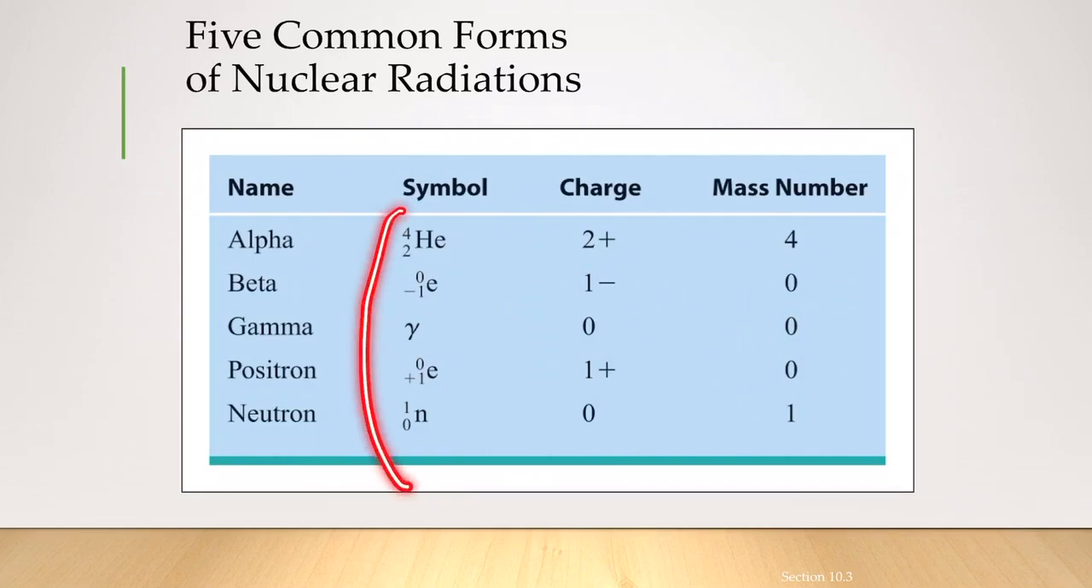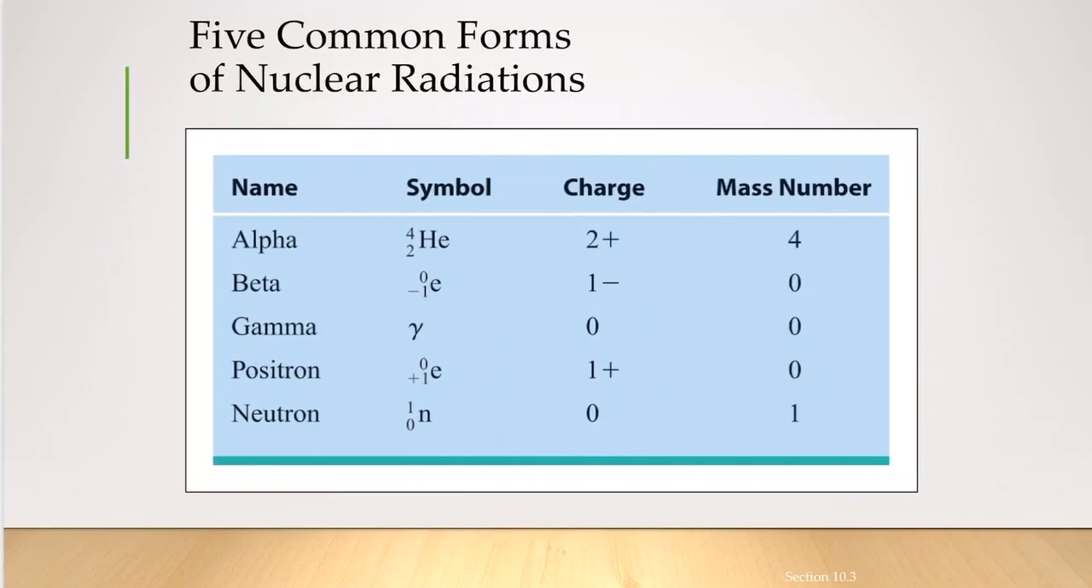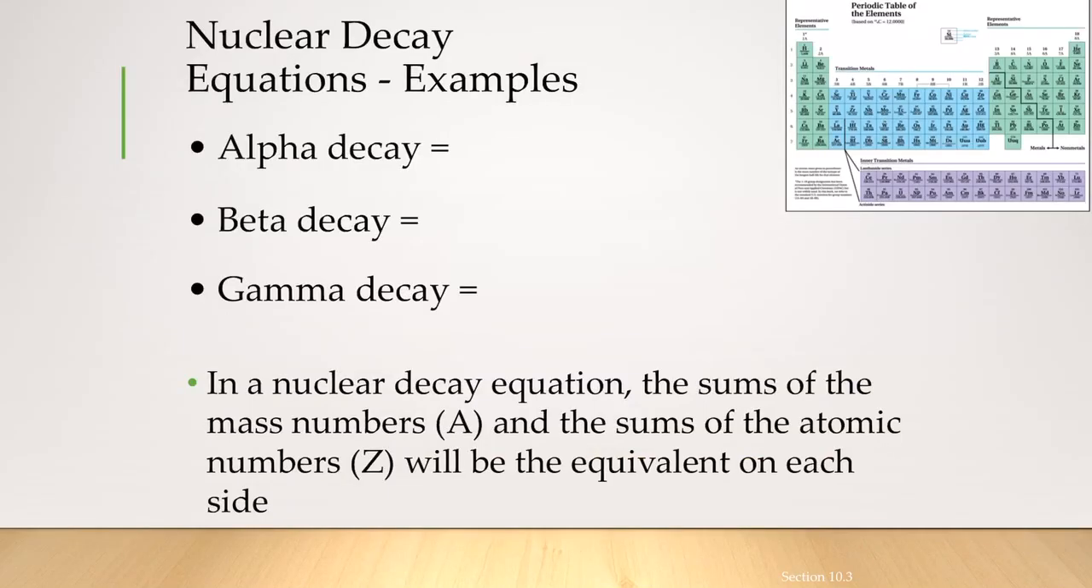Okay, so I want you guys to definitely look into the symbols and kind of memorize it, because we need that for writing down the nuclear decay equations. Okay, so let's go ahead and do some problems here. I'm going to give you guys some examples for nuclear decay equations. The first example that we have here is alpha decay.